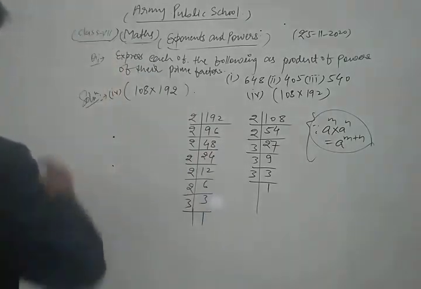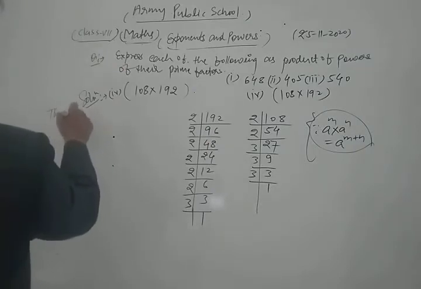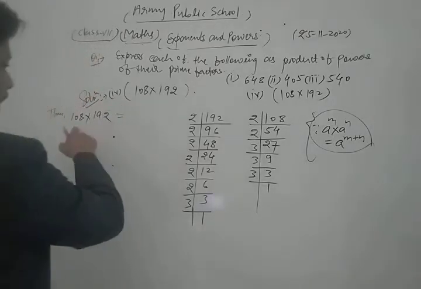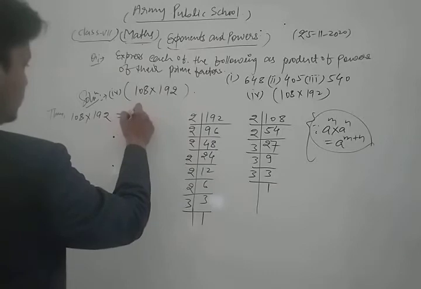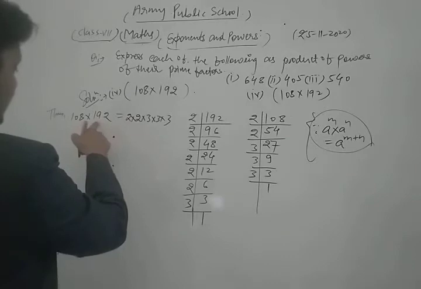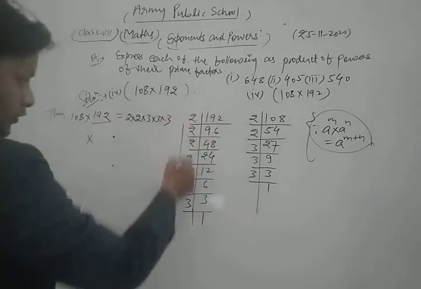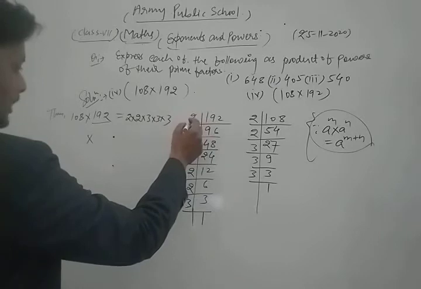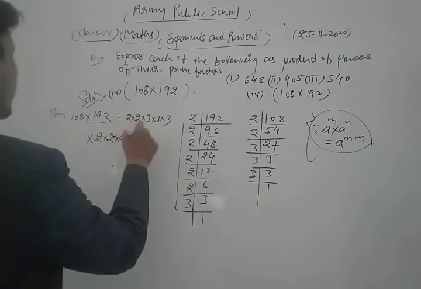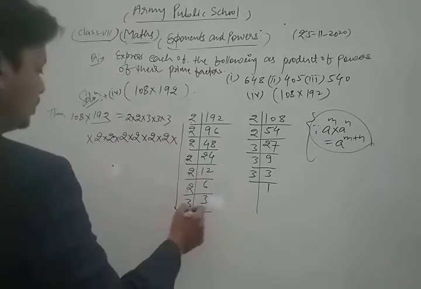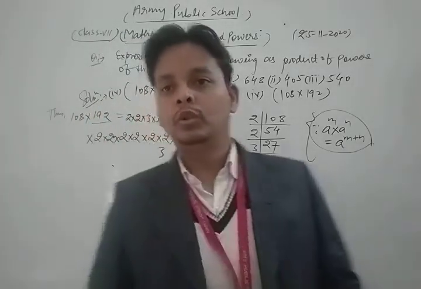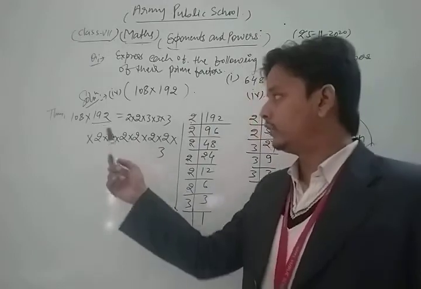Now, thus 108 into 192 is equal to, first of all, we write 108 as 2 into 2 into 3 into 3 into 3 multiplied by, now we write 192 as the product of these numbers. So we count how many times: 1 2 3 4 5 6, and 1 more 3, and write it in this way. So first of all, we do the prime factorization of each number, after that we write it in this way.